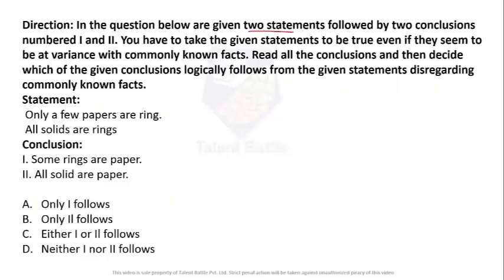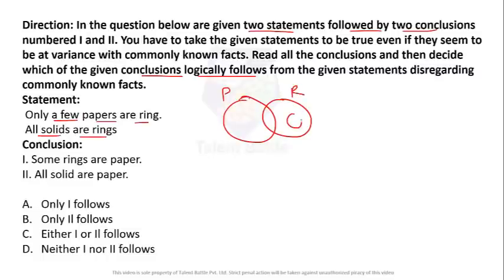In the question, two statements are followed by two conclusions. Let us see which of the conclusions logically follows. Only a few papers are rings. That means some of the papers are rings. All the solids are rings. All the solids in the world are rings. Conclusion: some rings are paper. Not necessary. It is not following over here. Conclusion one does not follow.